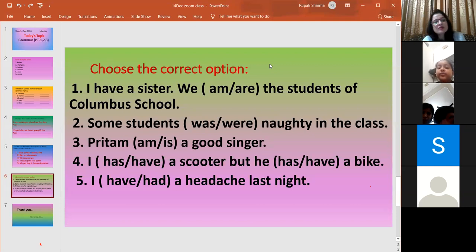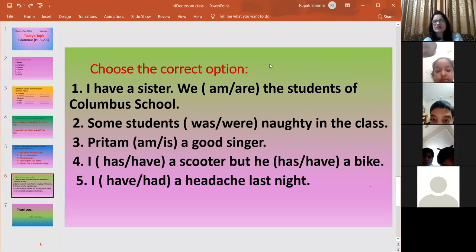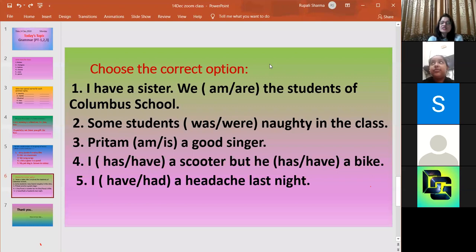Okay. Now number four. I dash a scooter, but he dash a bike. Now this sentence is from has, have, had chapter. So, which verb is used with I? Has or have? Have. Okay. I have a scooter. मेरे पास एक स्कूटर है. But he dash.